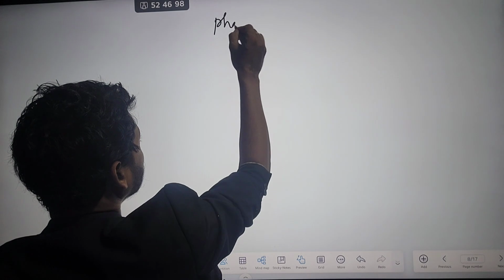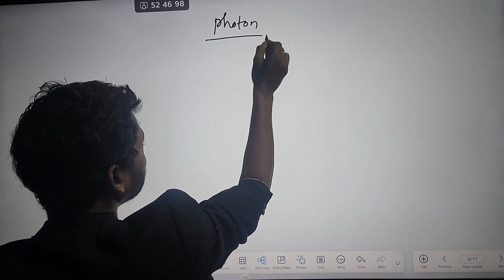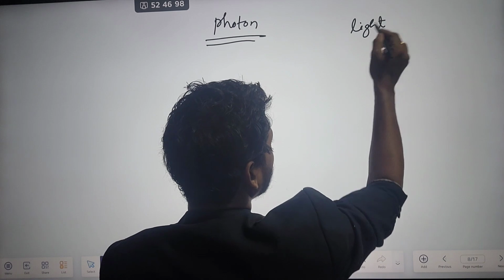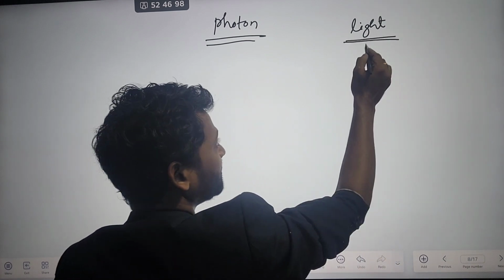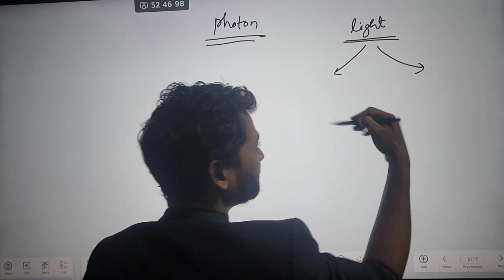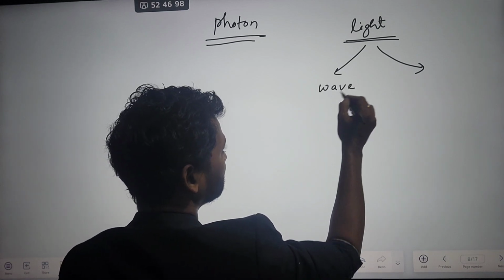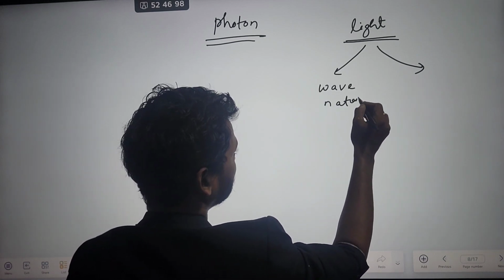Now coming to photon. What is a photon? Before that, remember one thing: light. Light is electromagnetic radiation. So light has two natures, which is why we call it dual nature. Light has two natures. One is wave nature. Second is particle nature.